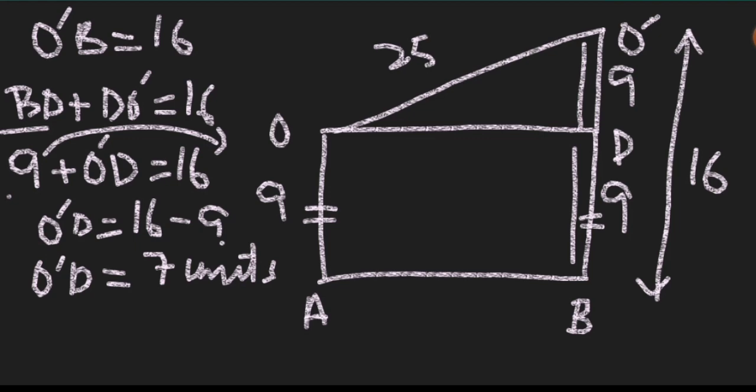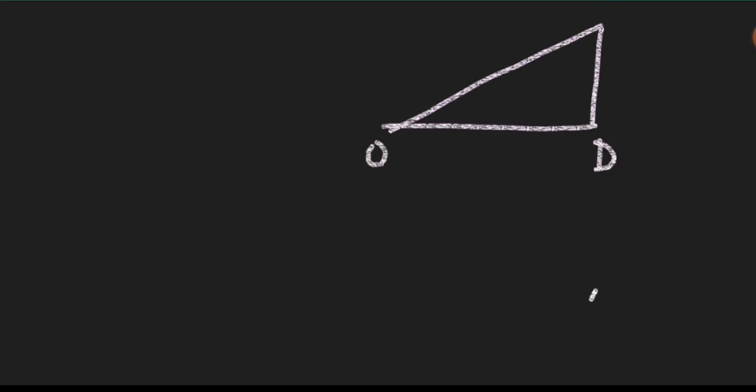Now we have here a right angular triangle. We have O, D, O dash. I will take the triangle to another page here. O, D, O dash. This is our right angular triangle, and its sides are, this is 7 units, this is 25 units, and we have to find OD, or length of the side OD, which is equal to the length of the tangent of the two circles.